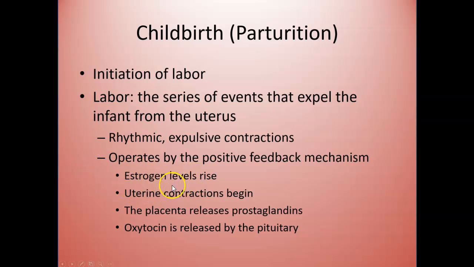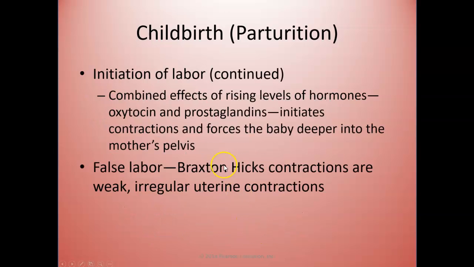So estrogen levels rise, uterine contractions begin. Placenta releases hormones called prostaglandins, and oxytocin is released by the pituitary. The combined effects of all these hormones, particularly oxytocin and prostaglandin, increase and initiate the contractions and force the baby deeper into the pelvis, which further signals that it's time to continue on with the contractions of the uterus there.